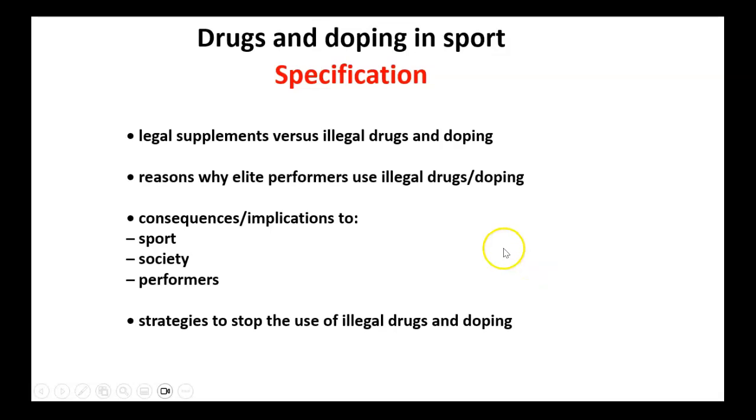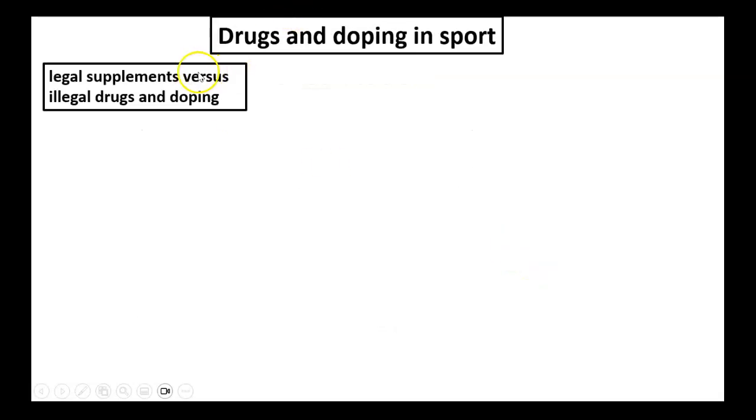So let's move into first things first then. If we start off, what I'm going to do is just put down some examples of legal supplements versus illegal drugs and doping. I'm pretty sure people will be able to recognize some of these, and you'll certainly cover these in other areas of your course, particularly on paper 1, exercise physiology.